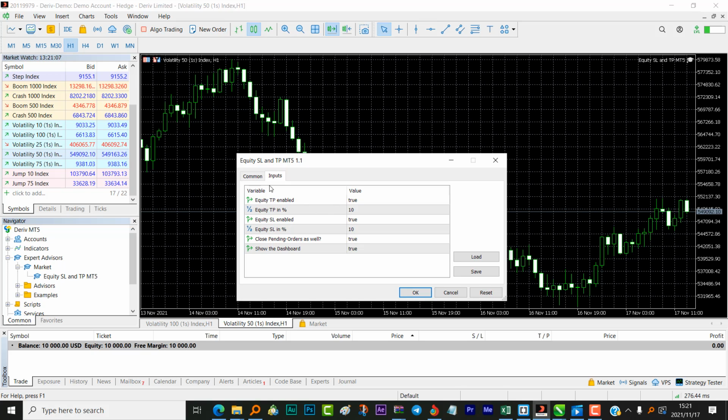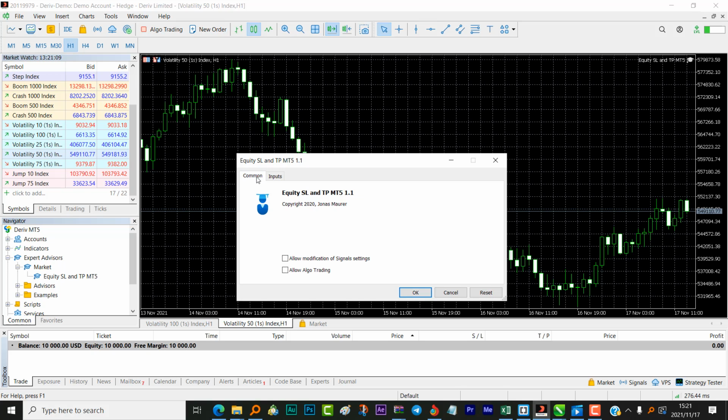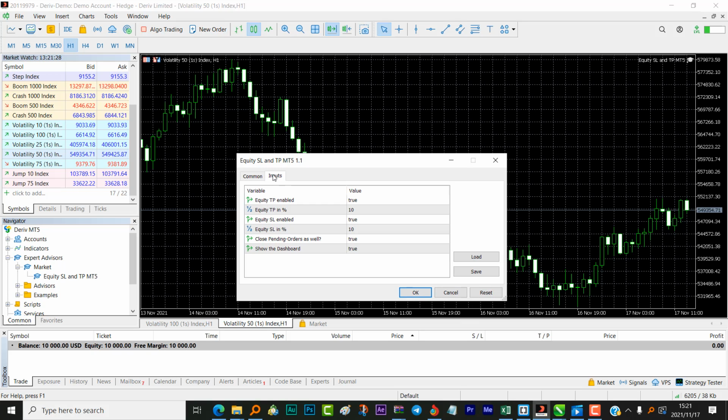Go to the tab that says common, and then say allow algo trading. When this one is not ticked, the EA will not work, so click on allow algo trading. Then you can also allow modification of signal settings. Click both there and then go to inputs. In the inputs, make sure that you leave everything as is.